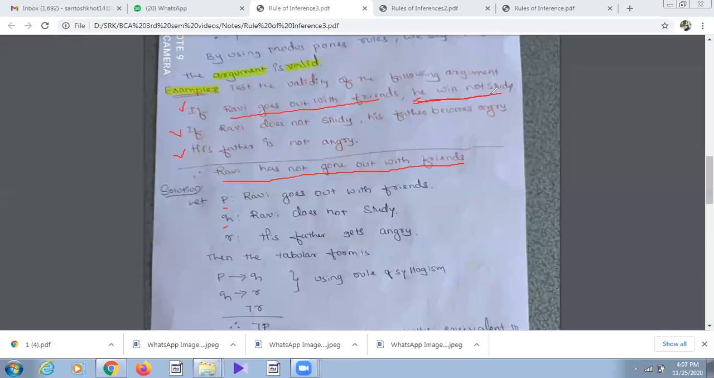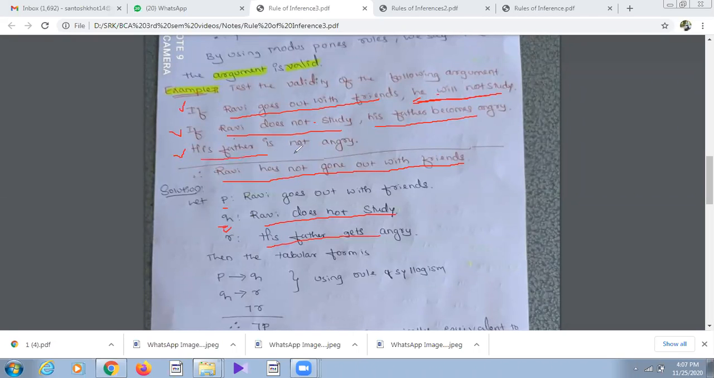Ravi will not study, or Ravi does not study. These are similar sentences, and both have the same meaning. So we denote it as Q. Next, his father becomes hungry. This is one more sentence, and we denote it as R.